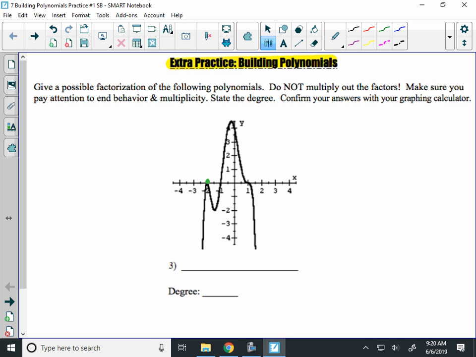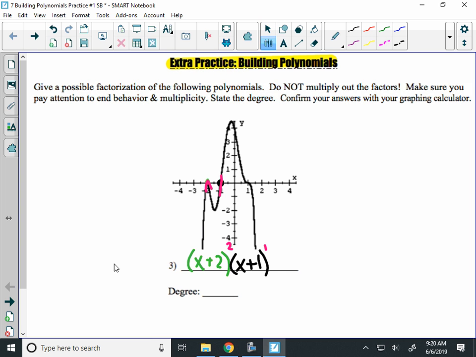I have a root at -2, which means when I write the factor, it's going to be x plus 2. Now you need to think about multiplicity here. Because I bounce off the axis, that has a multiplicity of 2. The next root is at -1, so my factor is going to be x plus 1. This multiplicity cuts straight through, so it has a multiplicity of 1. I don't have to write anything. I can put a 1 if I want to, though.